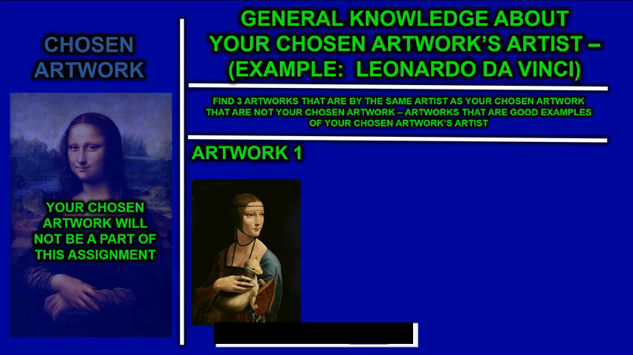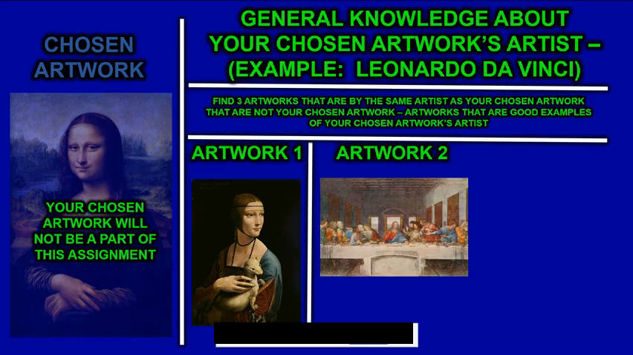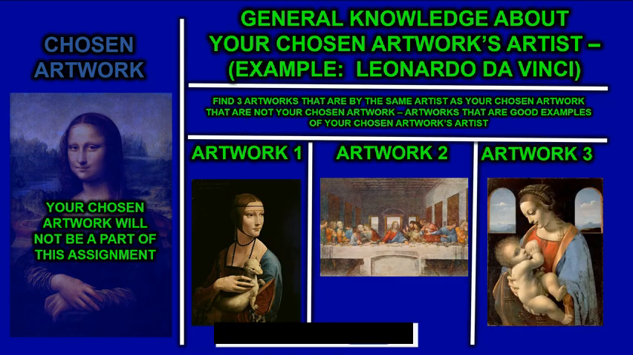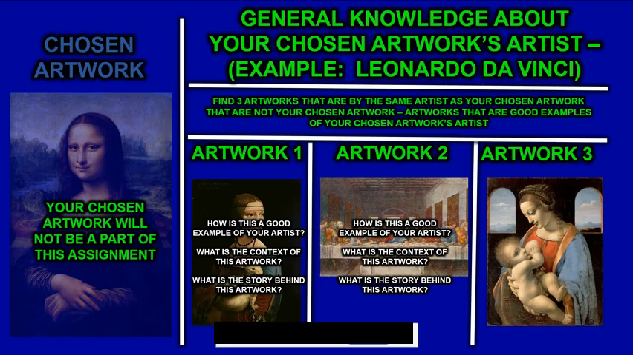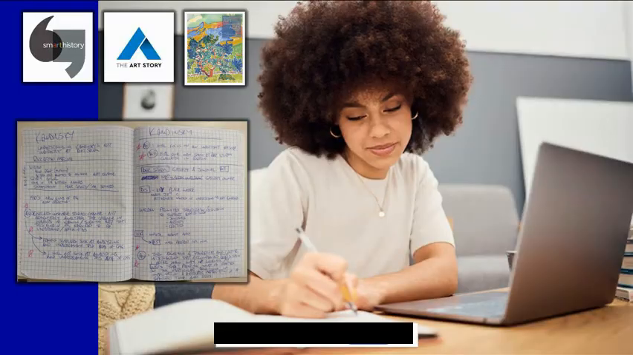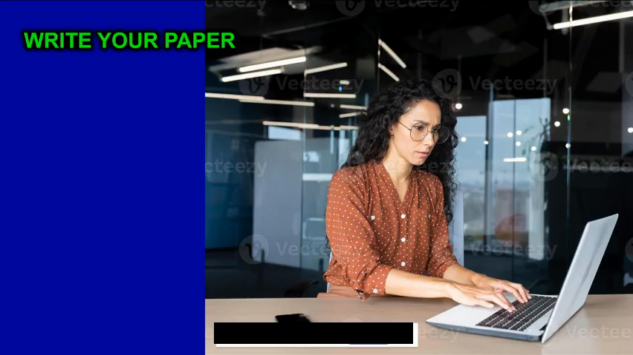If I was doing this, I would choose Lady with an Ermine, the Last Supper, and a Madonna and Child. And then I would talk about how each of these is a good example of your artist, what the context is for the artwork, and what the story behind the artwork is. So when you're doing your research, you're going to be taking more notes. And then when you're done with that, you're going to go ahead and write your paper.